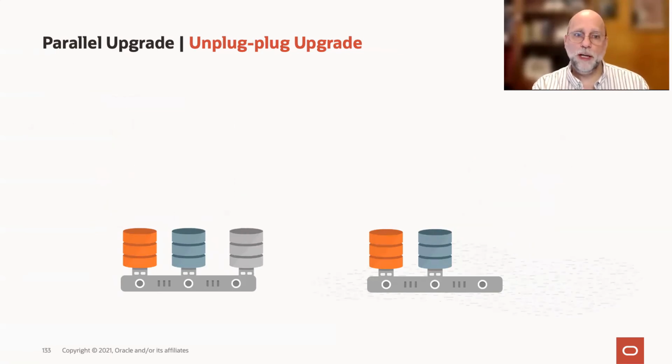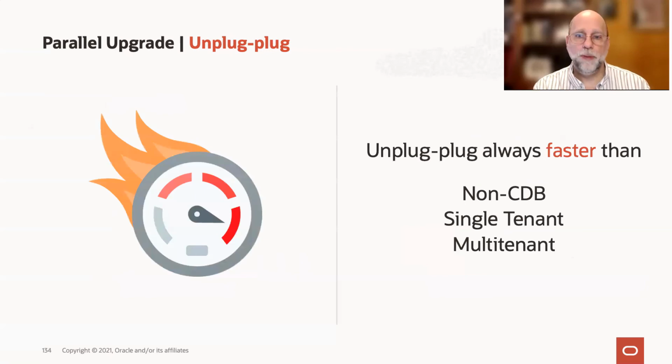Then from your source database, we would unplug, plug into the target database, and then run your PDB upgrade in that target environment. The nice thing about doing it this way is that unplug and plug is always faster than upgrading the same database as a non-CDB, upgrading the entire thing in a single tenant environment, or upgrading in a multi-tenant environment. So why is that? Well, it's faster than a non-CDB because so much of the infrastructure is already there in the container database. So upgrading a pluggable database is lighter weight than upgrading the same thing as a non-CDB.